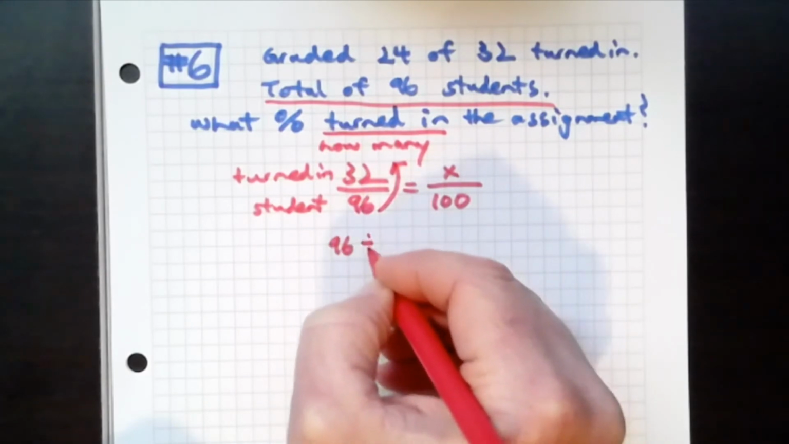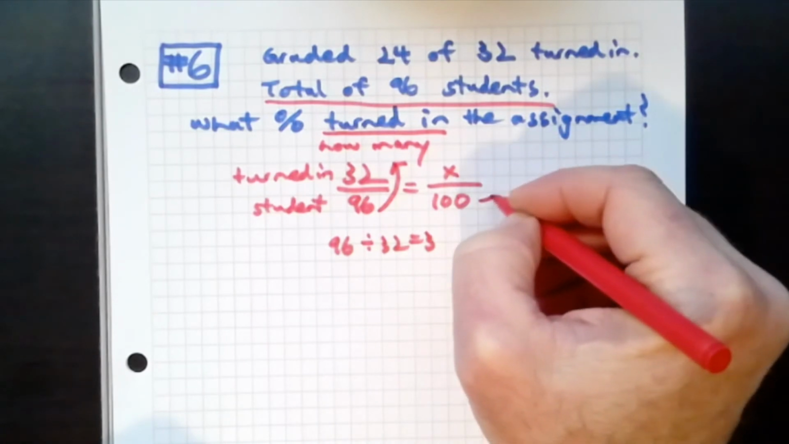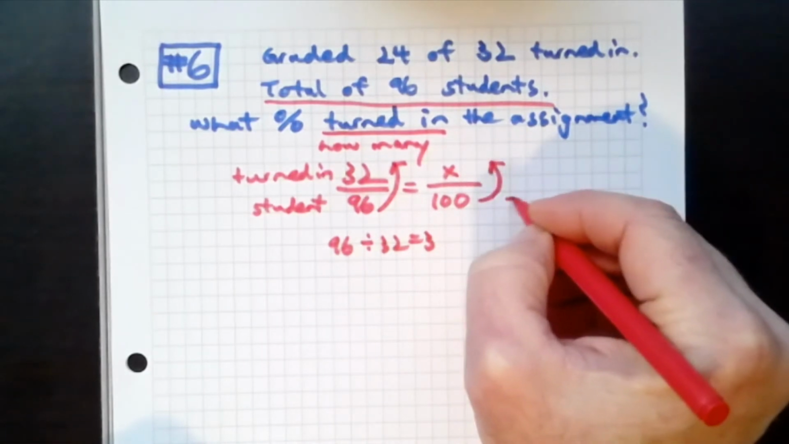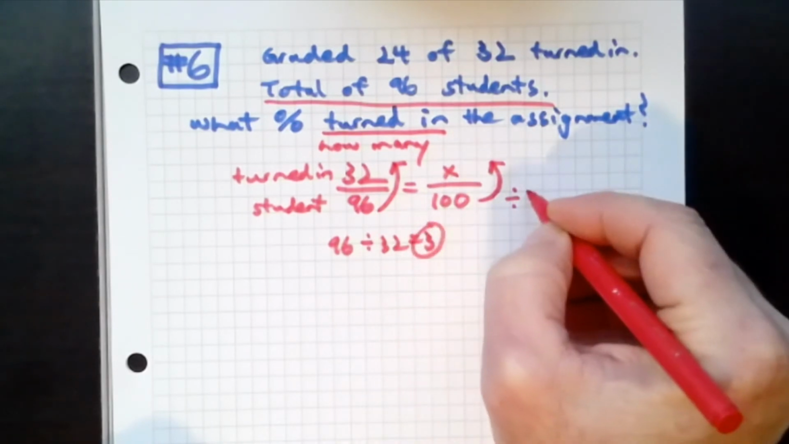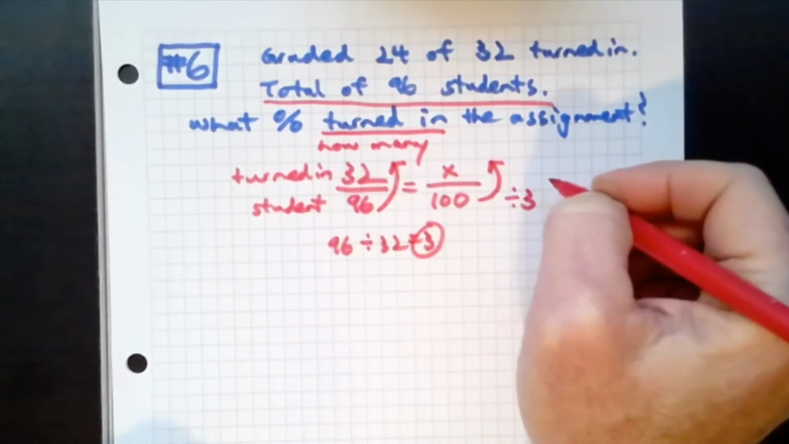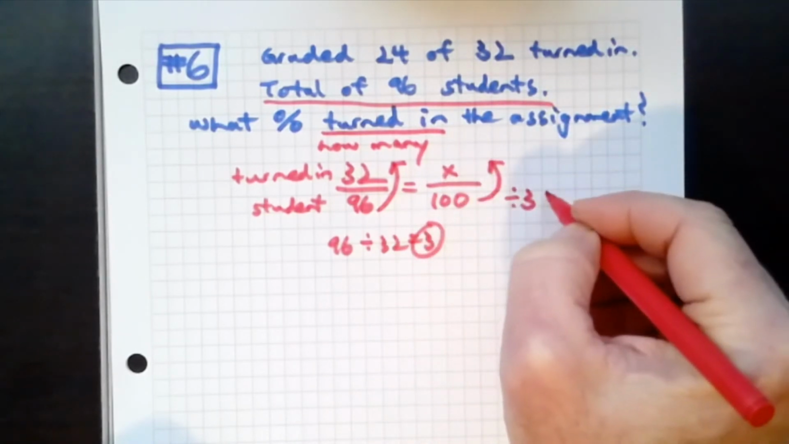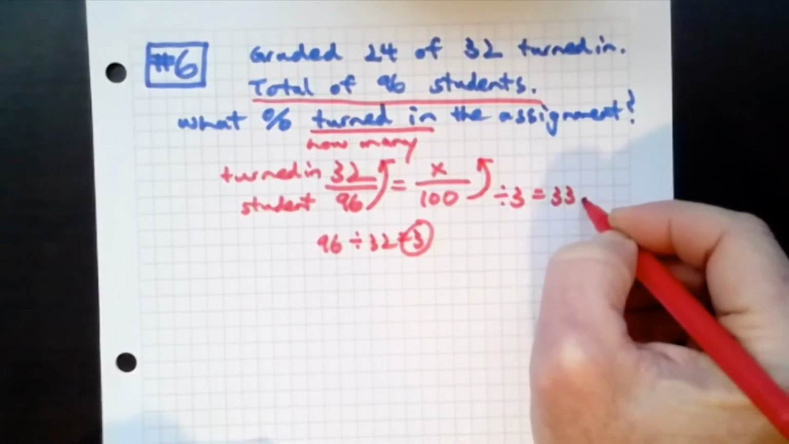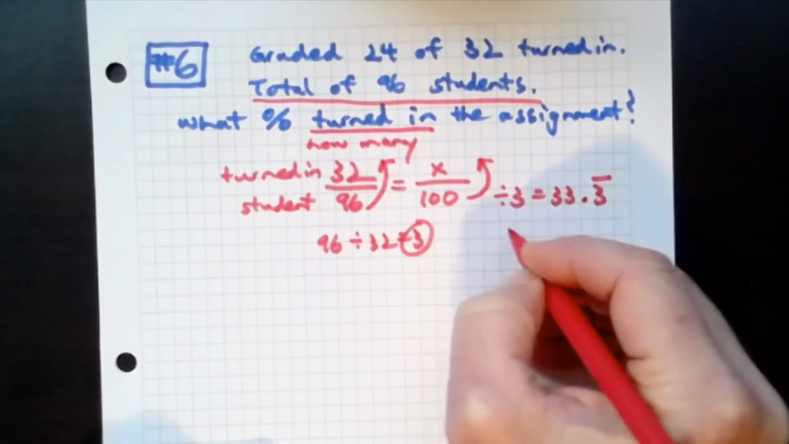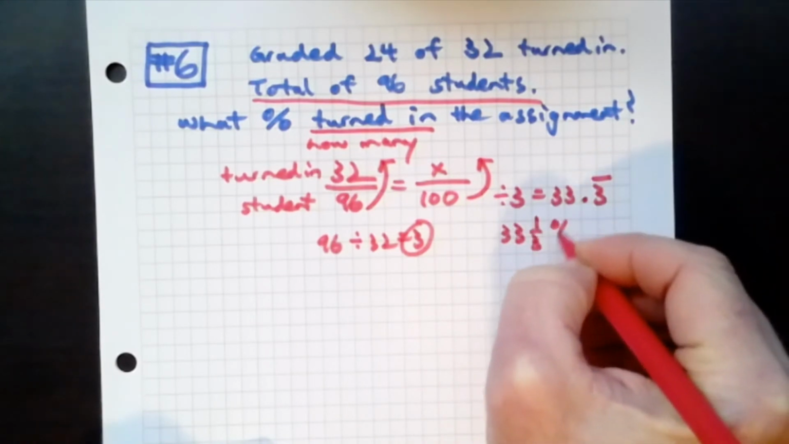96 divided by 32 equals 3. So then the question is 100 divided by this same number gives me 33, and on a calculator these threes would go forever. 33 1/3%.